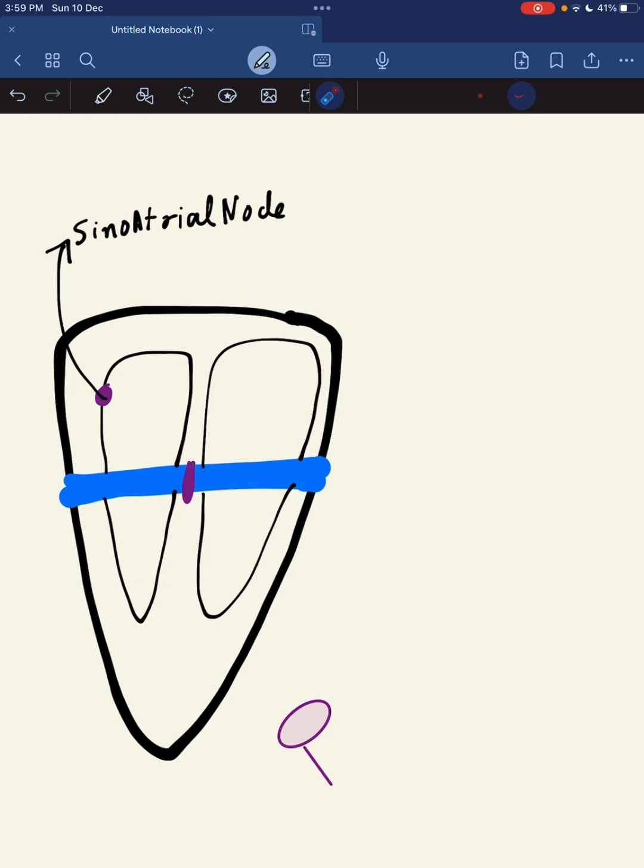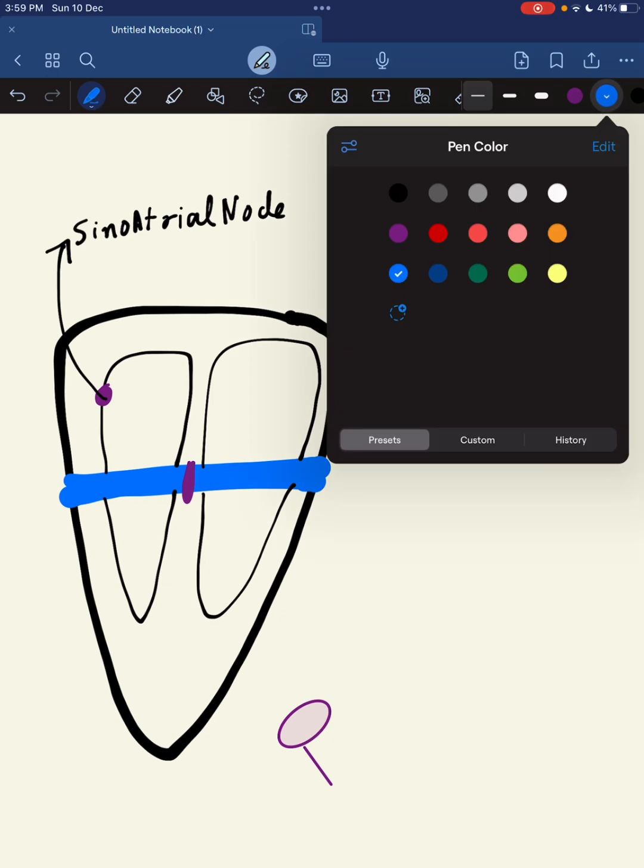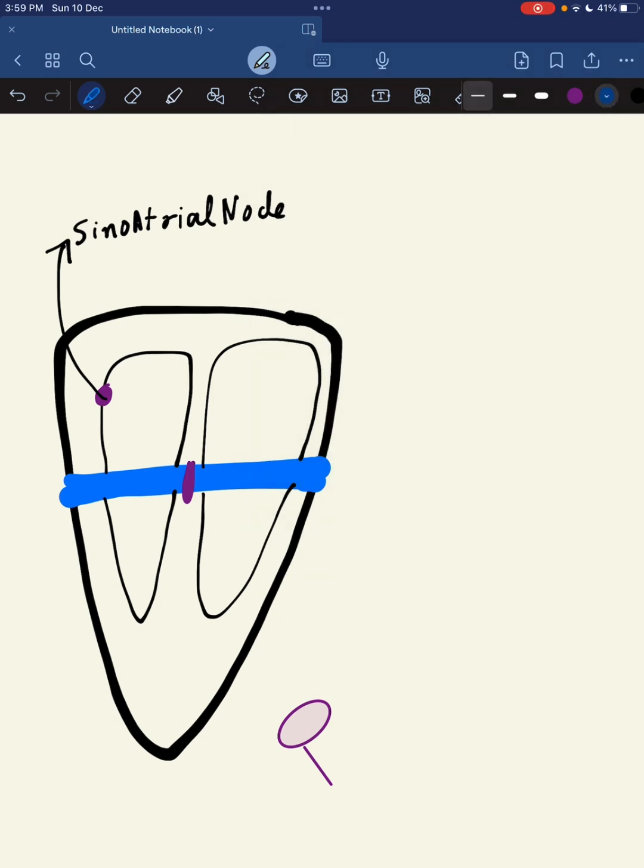So firstly, the SA node spontaneously depolarizes and sends positive charge toward the lead, and you get a positive deflection on the ECG like this. You will get a positive deflection on the ECG. So, positive deflection.